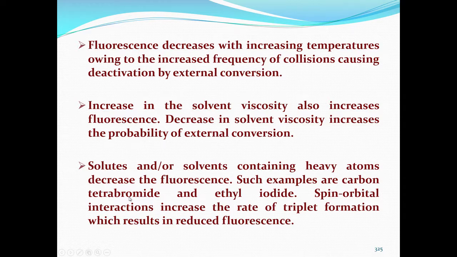Such examples are carbon tetrabromide and other examples, ethyl iodide. The bromide is a heavy atom and iodide is a heavy atom. So, if I add a little bit of carbon tetrabromide, carbon tetrachloride, ethyl iodide, etc., the fluorescence will reduce, because spin orbital interactions increase the rate of triplet formation, which results in reduced fluorescence.